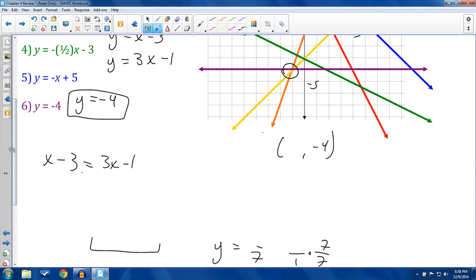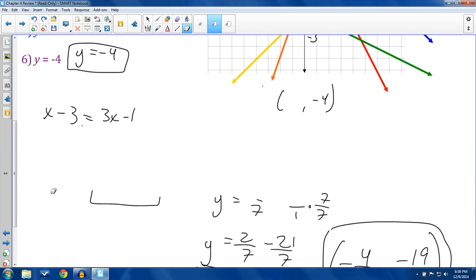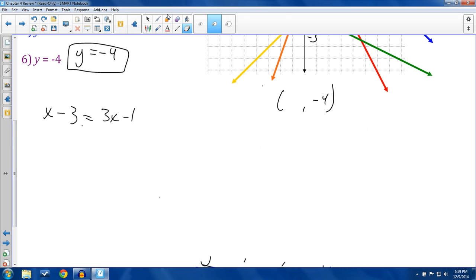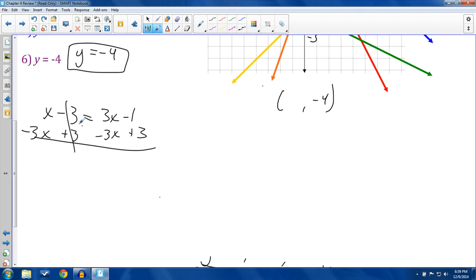Okay? Solving for x, I'm going to subtract. Hang on. Here, this time I'll add 3 and subtract 3x. Okay? So we get x minus 3x is negative 2x. Negative 1 plus 3 is 2. Divide by negative 2, x equals negative 1.